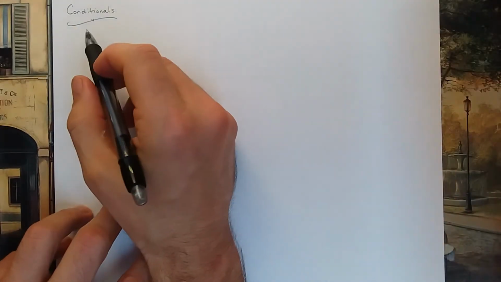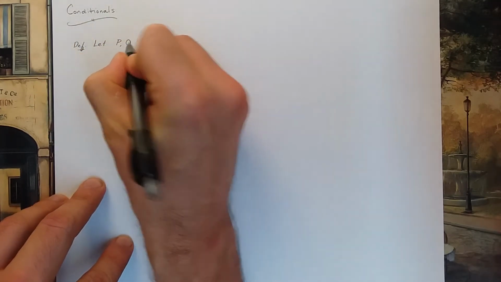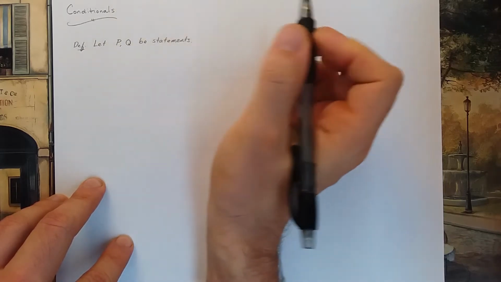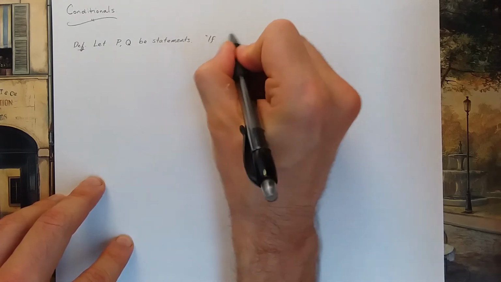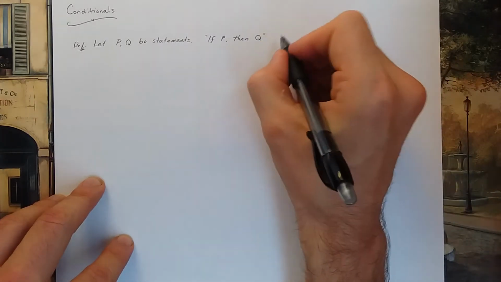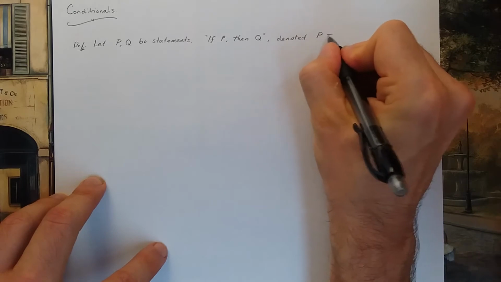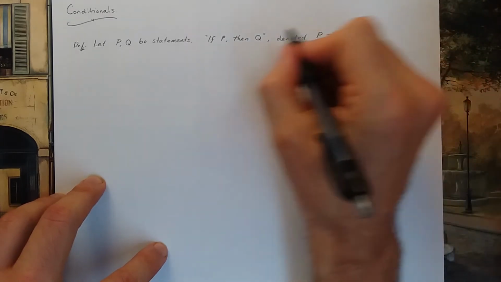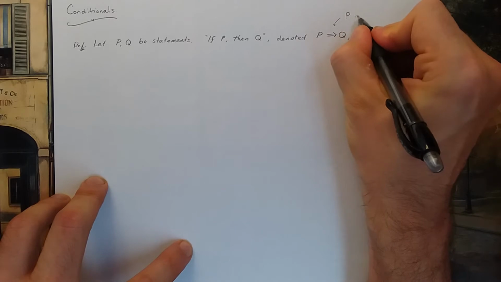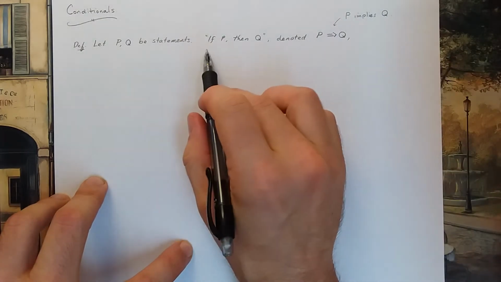So let's introduce conditionals, which are if-then statements. Here's our definition. Let P and Q be statements. If P, then Q is a new statement. It's denoted with P, an arrow, and then a Q. This is also pronounced P implies Q, or if P then Q, and these are conditionals.